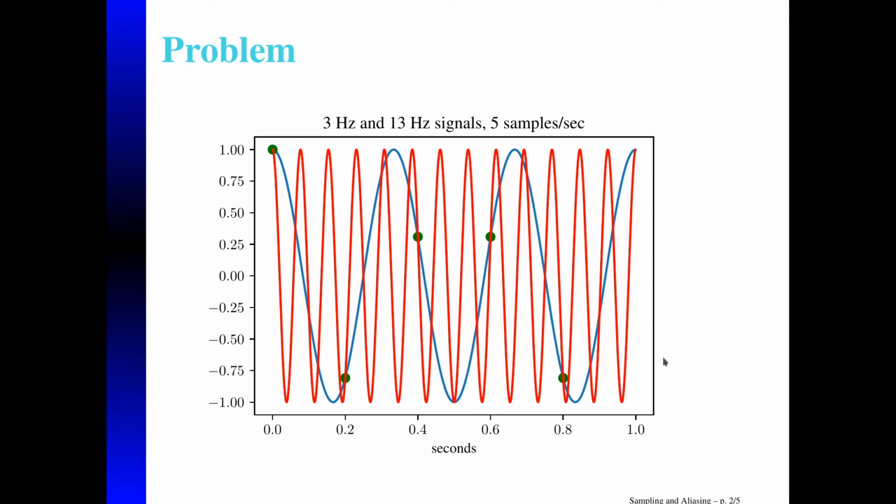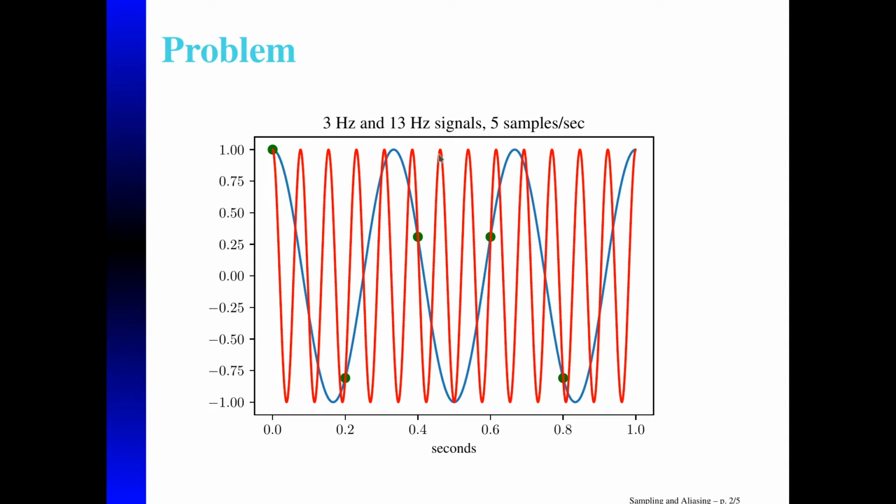So the question then is, is it the 3 Hz signal, the blue one, that produced those samples, or is it the 13 Hz signal, the red line, that produced those samples? Well, the answer is, it could be either one. Or actually, there's an infinite number of signals, or frequencies, that could have produced this particular set of samples.